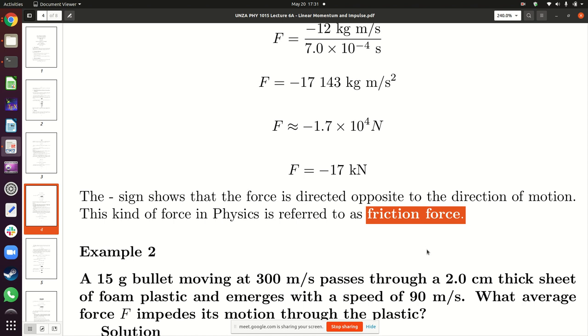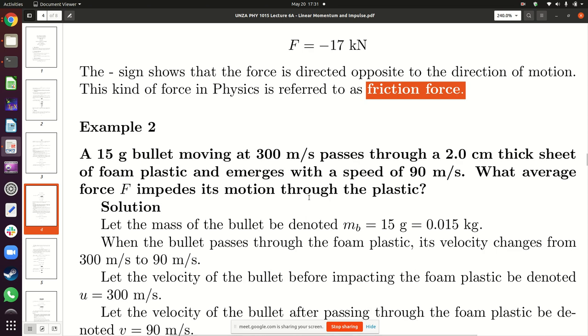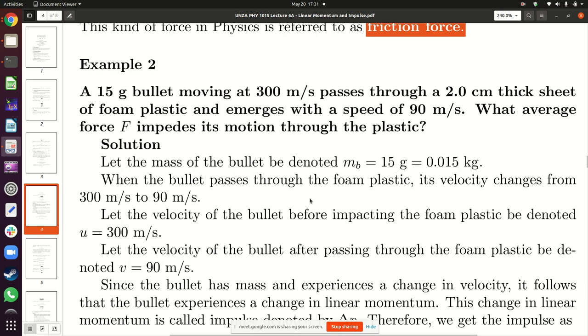Friction is what causes an object to come to a stop. When something is sliding, then it comes to a stop. The reason why that's happening is because of friction. So we can actually use this impulse relationship to find out how much friction is responsible for bringing an object to a stop. Okay. Another example where we can use impulse is example 2.